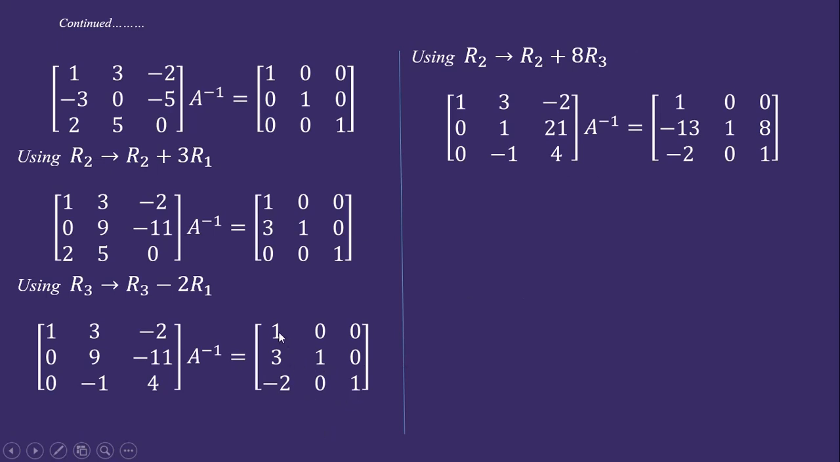R2 plus 8 R3: we write first row as it is. Now R2 plus 8 R3, 3 plus 8 into minus 2, that is 3 minus 16, so we get minus 13 here. Now 1 plus 0 into 8, 1 plus 0, 1. Now 0 plus 1 into 8, 0 plus 8, we get 8 here. Okay, now third row as it is, minus 2 0 1, we write here minus 2 0 1.